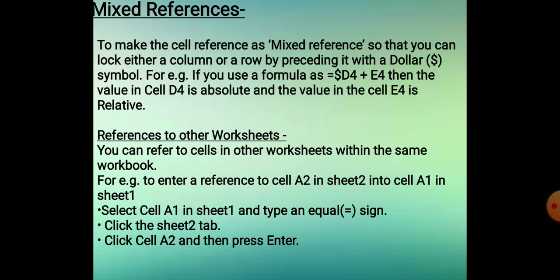Mixed references. To make the cell reference a mixed reference so that you can lock either a column or a row by preceding it with a dollar symbol. For example, if you use a formula as $D4 plus E4, then the column of cell D4 is absolute and the reference E4 is relative.